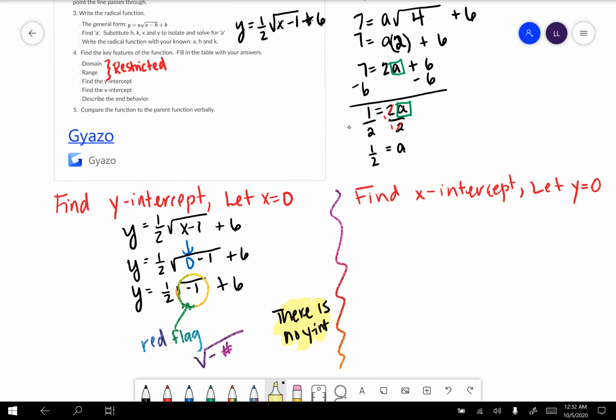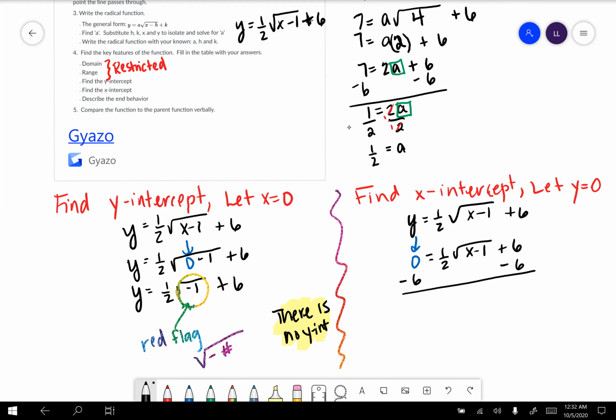So next, let's go find the x-intercepts. Same thing, function: y equals 1/2 square root of x minus 1 plus 6. This time we're going to let y equal 0. So y is equal to 0, and we're going to build everything around it. We are going to isolate x to solve this. We start by trying to get the radical by itself, because we learned how to solve equations. So we're going to subtract 6 from both sides. 0 minus 6 is -6, equal to 1/2 square root of x minus 1.